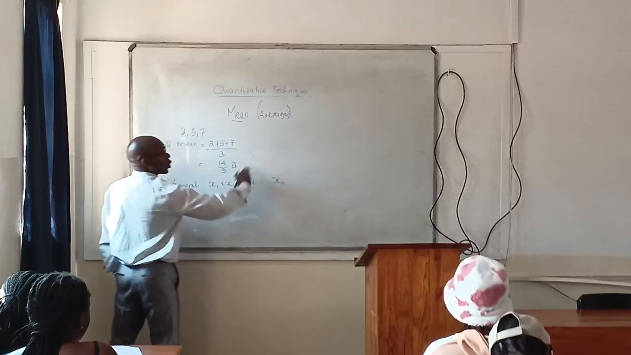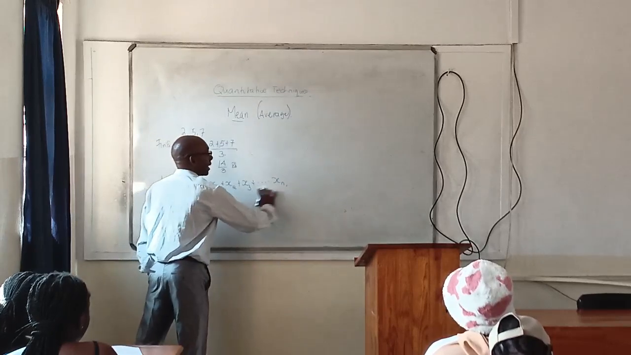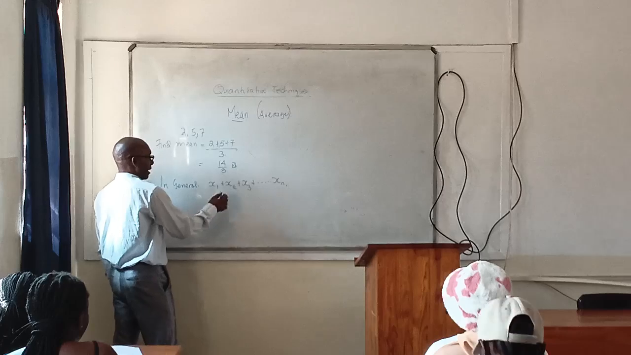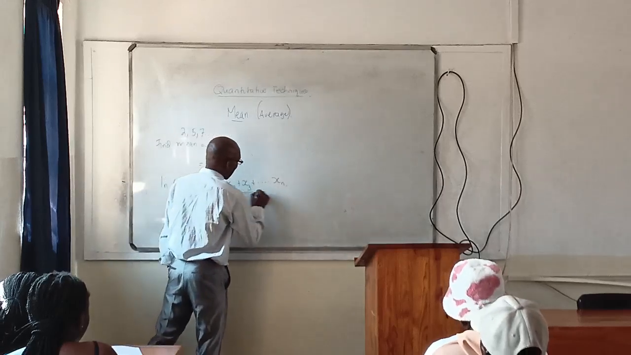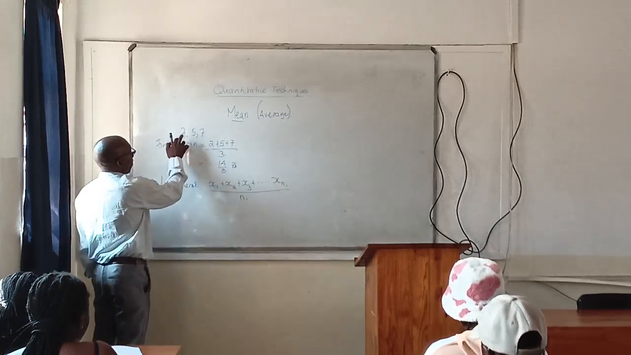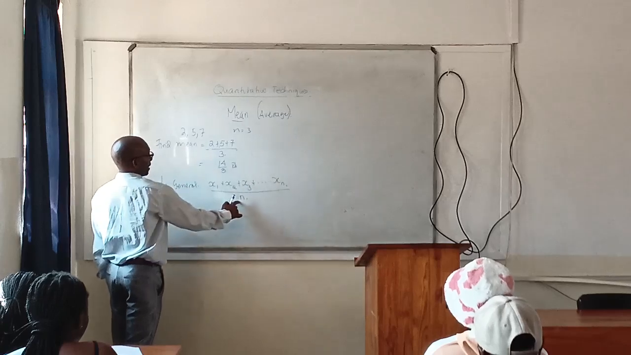How many numbers are there? We don't know, right? Assuming there are 100 numbers, we'll add all those numbers, up to the last number xn, then divide by n. Here, how many numbers are there? 1, 2, 3. Therefore, our n is equal to 3.